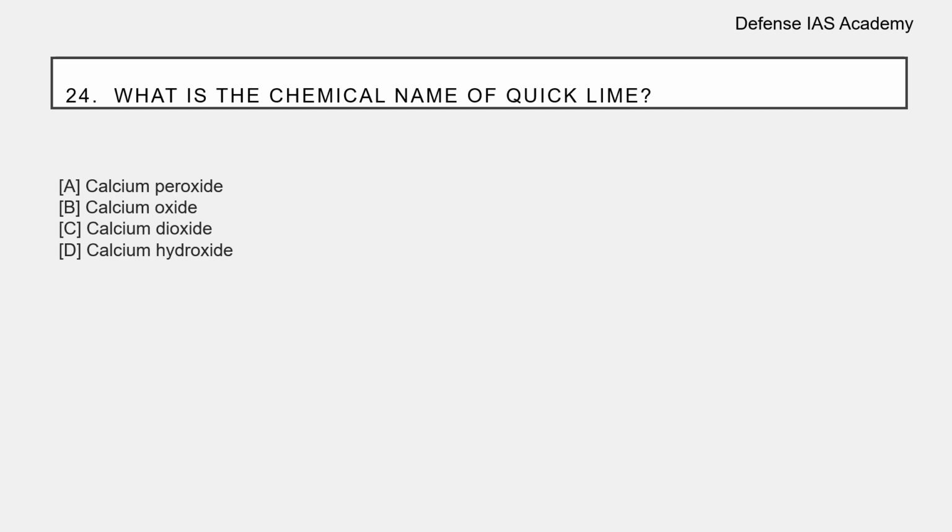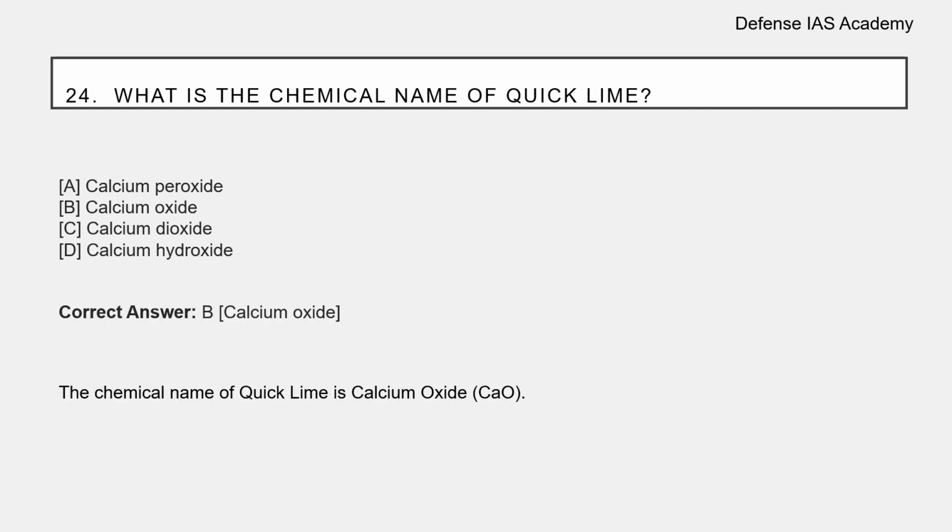Question number 24. What is the chemical name of quicklime? The options are option A calcium peroxide, option B calcium oxide, option C calcium dioxide, option D calcium hydroxide. The correct answer is option B, calcium oxide. The chemical name of quicklime is calcium oxide, CaO.